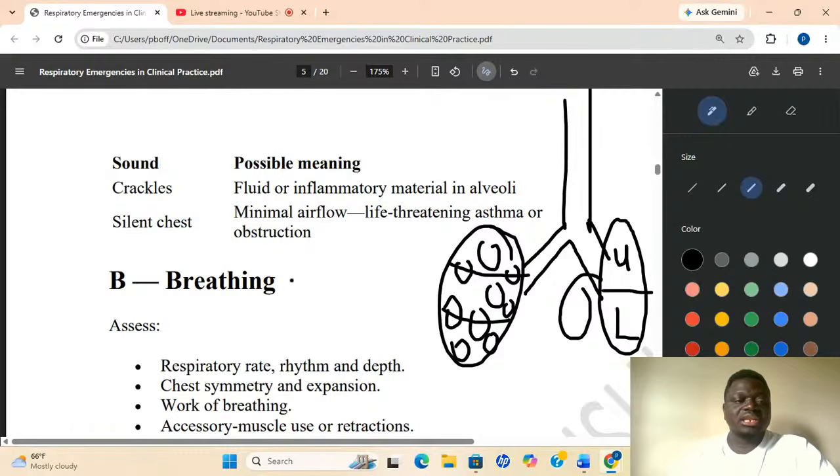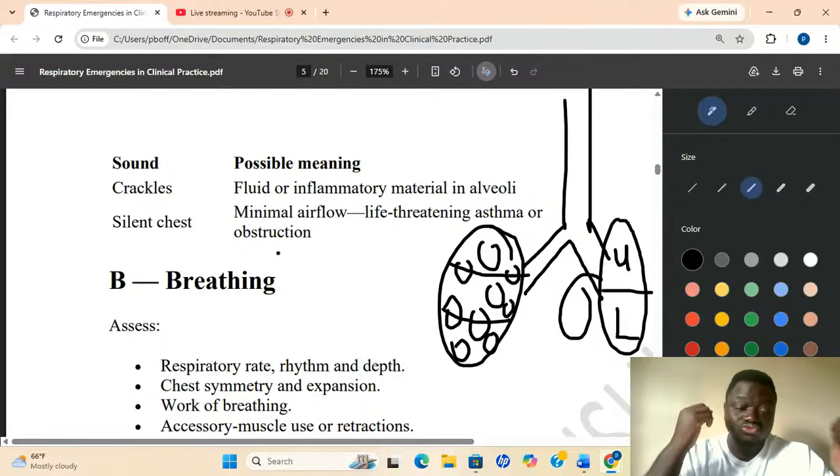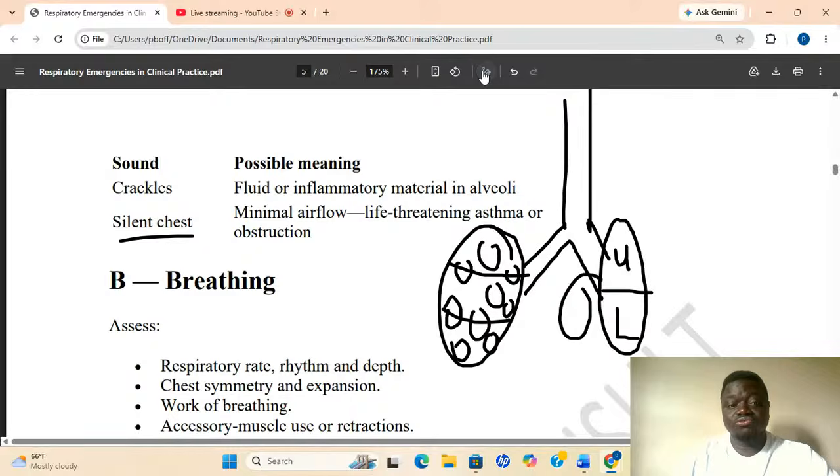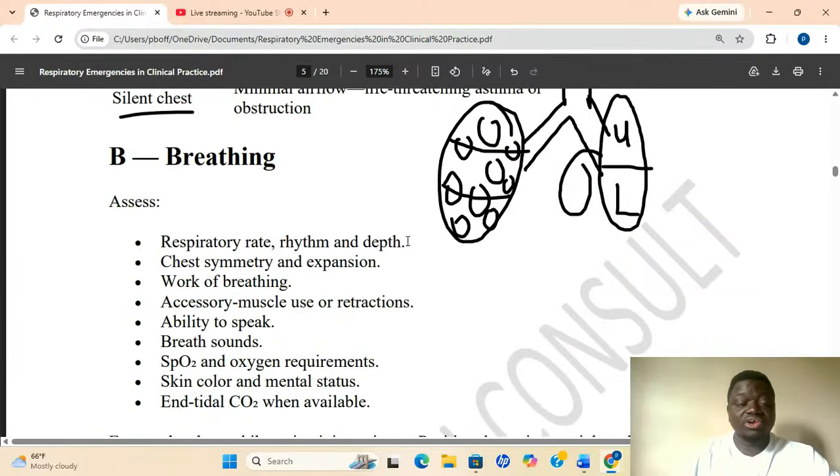Good. Now, you use your stethoscope. You can't hear wheezing with your ears. Use your stethoscope to help you hear wheezing sounds and crackles. Silent chest means what? Minimal airflow. This is a life-threatening emergency. That shows what? Obstruction. So these are the things you also have to consider when you are doing your airway assessment.